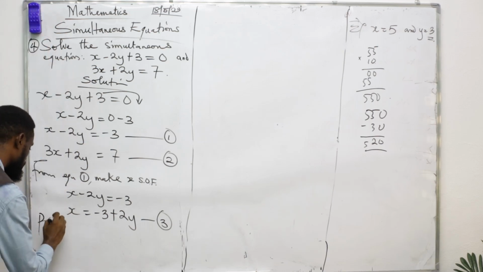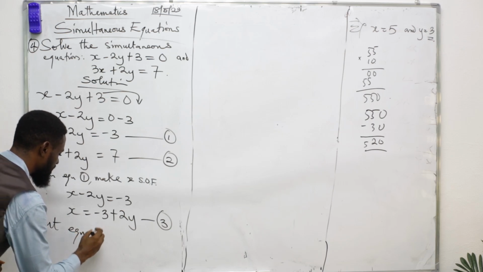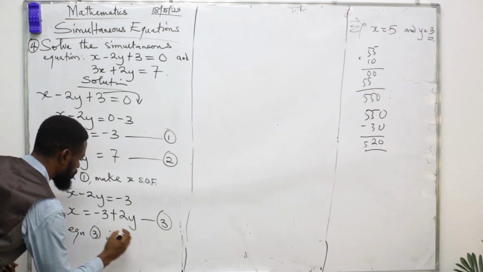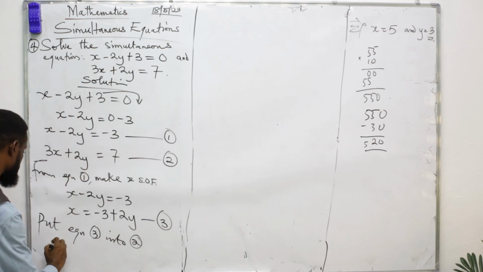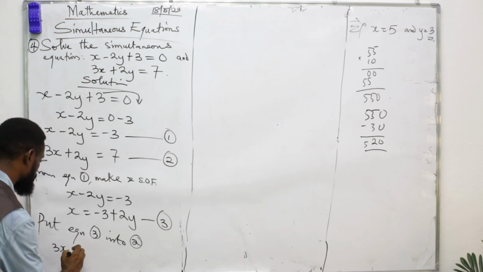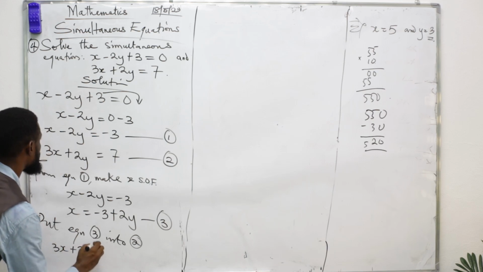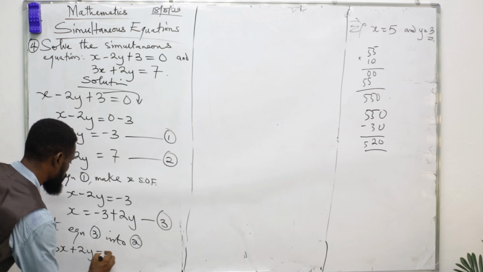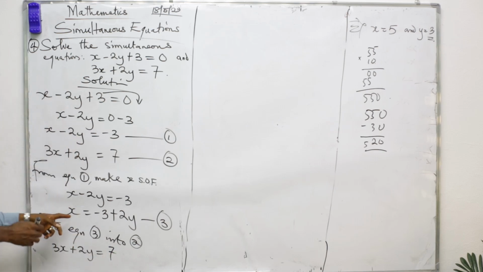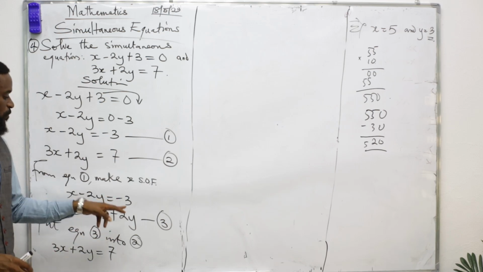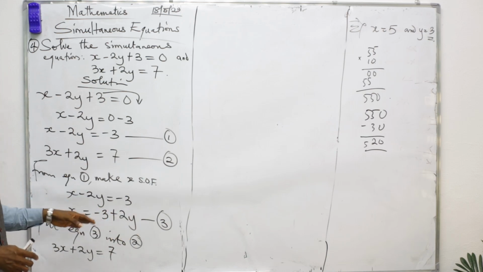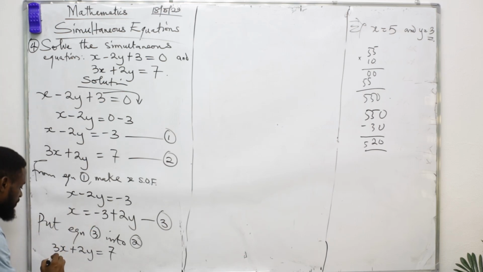Put equation 3 into equation 2. Our equation 2 is 3x plus 2y, and 3x plus 2y is equal to 7. By putting this value into it, it means wherever you have x in equation 2, put minus 3 plus 2y, into where you have x in this equation.